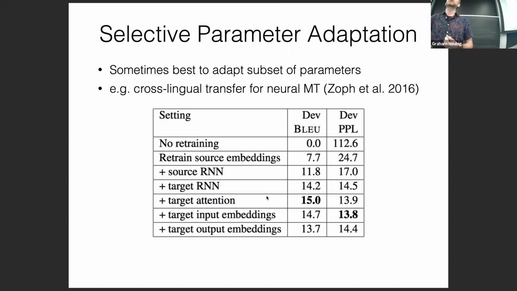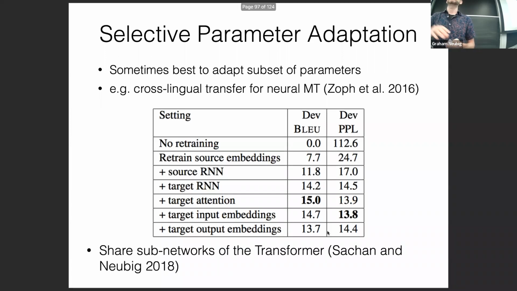So I believe they were doing French-English translation to Uzbek-English translation or something like that, where they adapted the source and target sequence encoders, but then they didn't adapt any of the embeddings, and that gave them better accuracy. Or didn't adapt any of the target embeddings, and that gave them better accuracy.